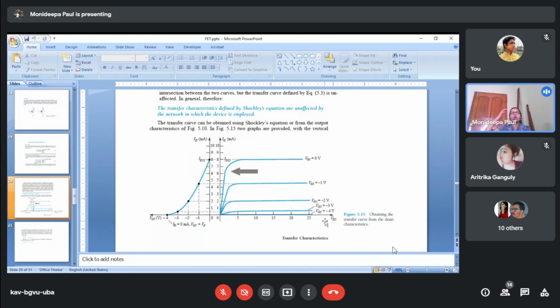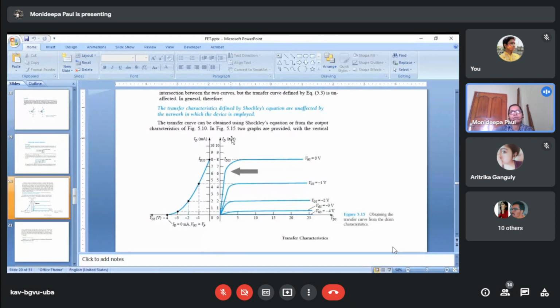That means how the drain current varies if we vary the VDS when VGS is constant, either 0, -1, -2, -3, or -4. This curve represents that. As we increase the VDS, when VGS is 0, IDS is equal to 8 milliampere. In this way, when VGS is equal to -4, IDS is equal to 0, VGS is equal to -3, IDS is equal to 0.5. So in this way, we can get the curve.